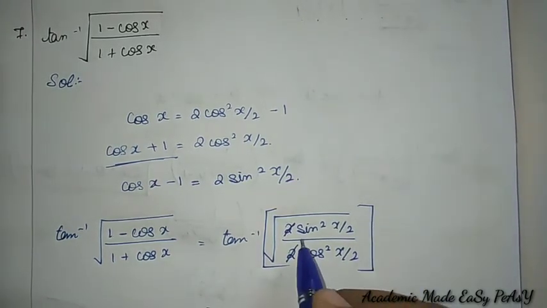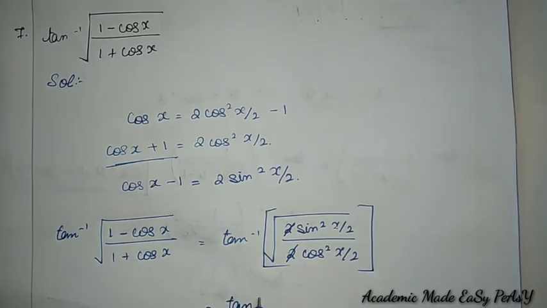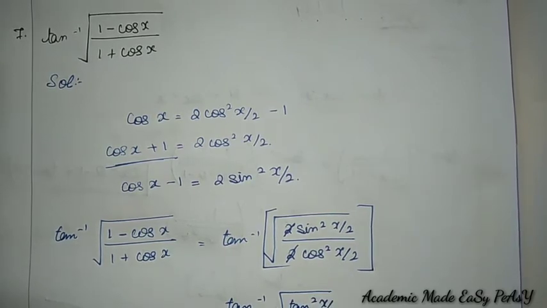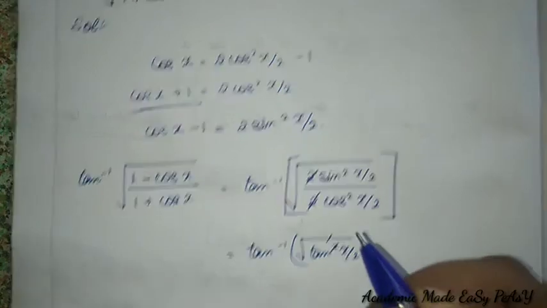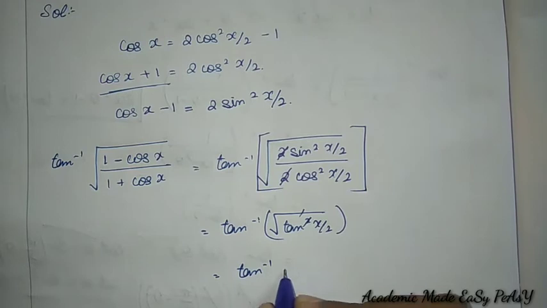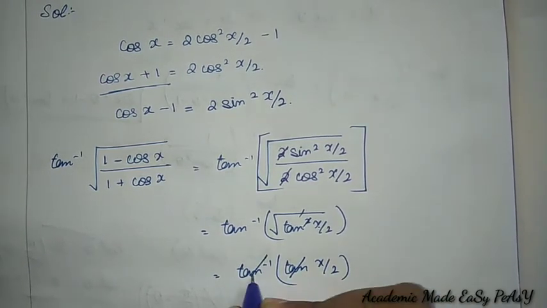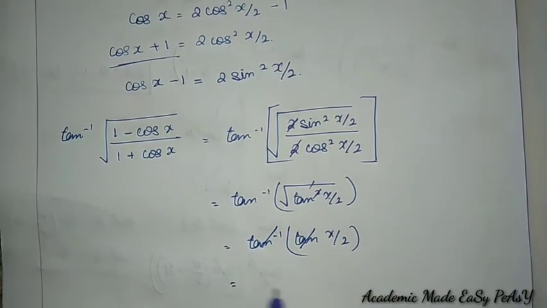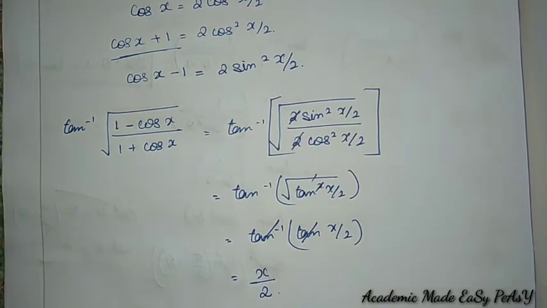Now what is sine square by cos square? It is tan square. So tan inverse of root of tan square x by 2. Root and square will get cancelled. So I will have tan inverse of tan x by 2. Therefore tan and tan inverse will get cancelled. So what will be my answer? X by 2. This is my answer.